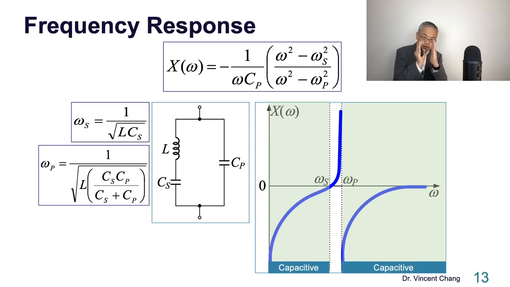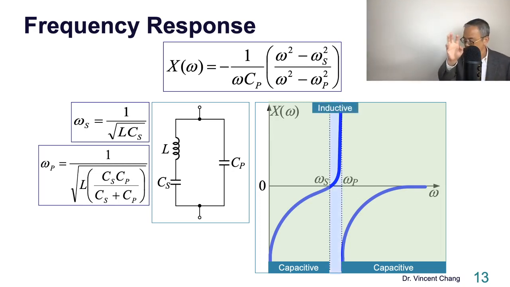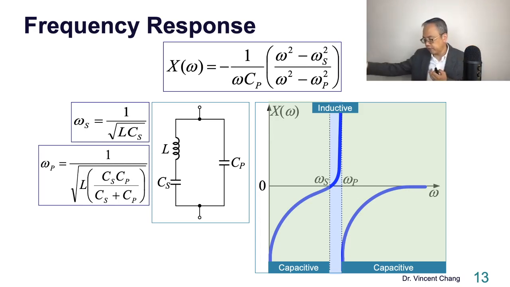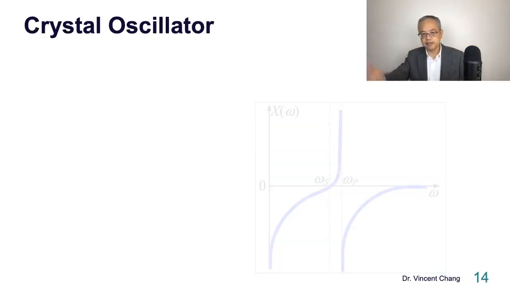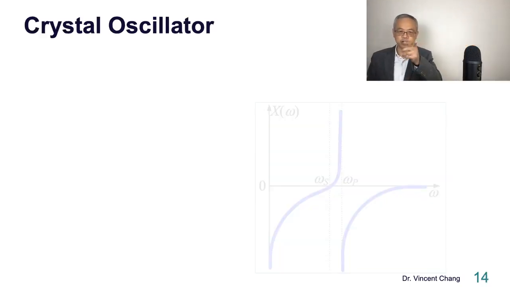But within the blue band, where X reactance is positive, it means the crystal behaves as an inductor. Okay? So important, remember this. From low frequencies to high frequency, the crystal's behavior starts from capacitive first, passes through a very narrow band where it is inductive, and then goes back to capacitive. Capacitive, inductive, and then capacitive.